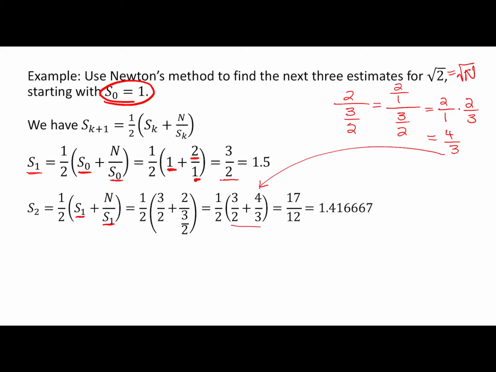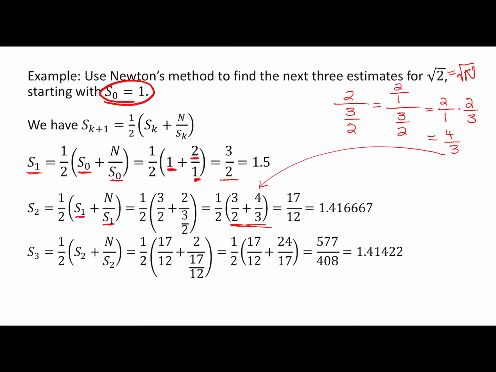You need to get common denominators here to add. I've not shown that, but we've done lots of examples with fractions. So at this point, you should be able to get a common denominator. And what you get is 17/12 for S2. All right, so we were asked for 3 estimates, so I need to go one more step. I'm going to solve for S3.